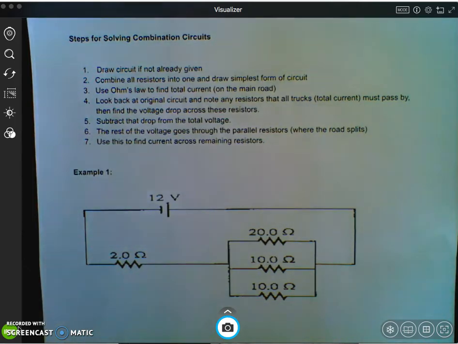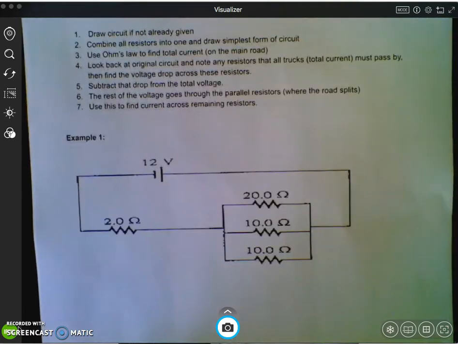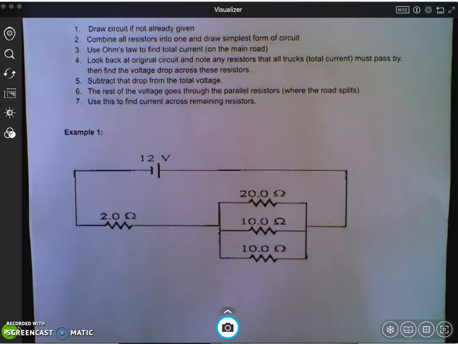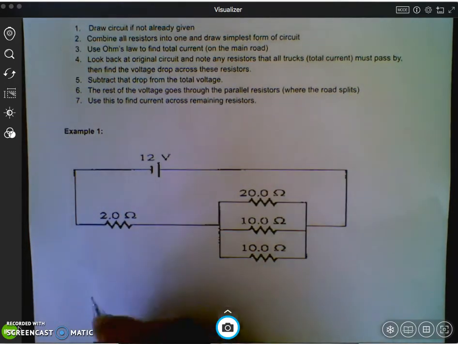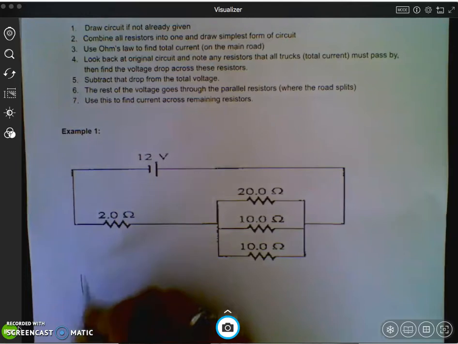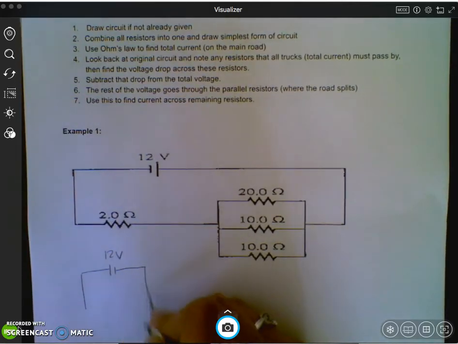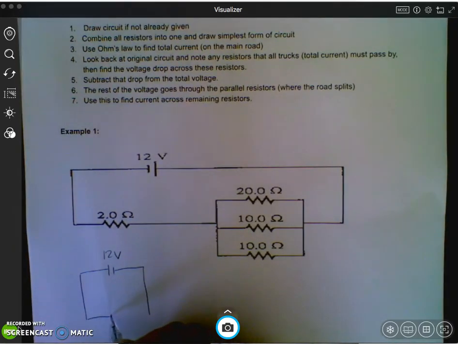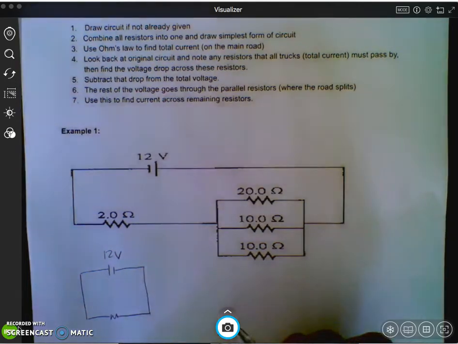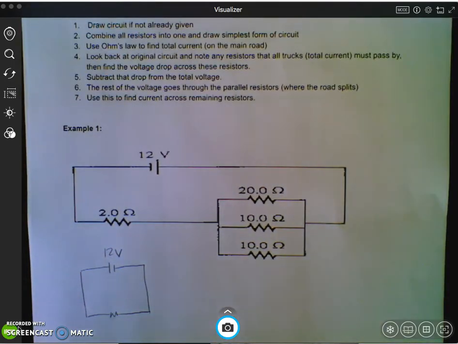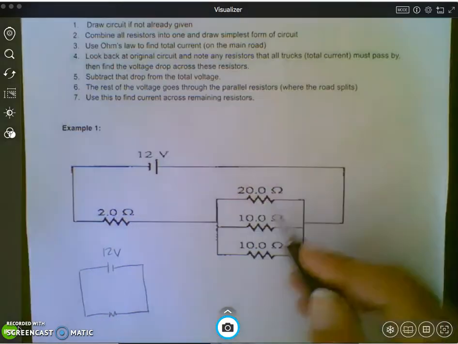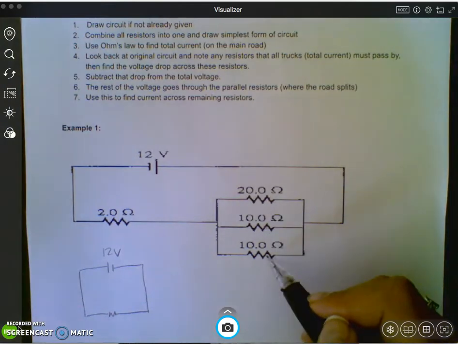Okay, so we're going to follow these steps as we go through this circuit. The first step is to draw the circuit if it's not already given, but we have it here. Then we combine all resistors into one and draw the simplest form of the circuit. So that's the first step. The simplest form is back to just the battery, or the factory, and one resistor. In order to find the total resistance, first we would want to combine these parallel resistors.